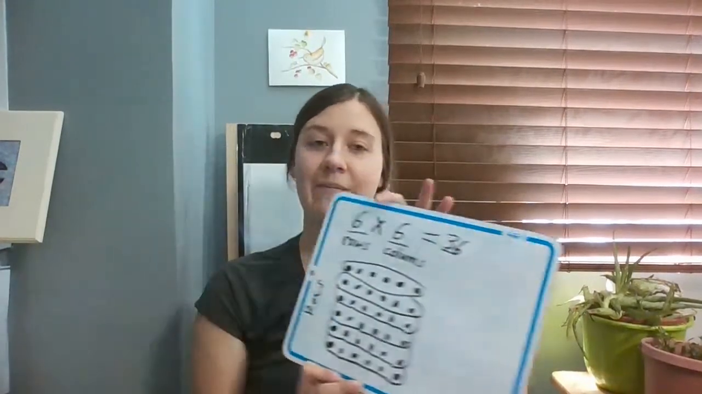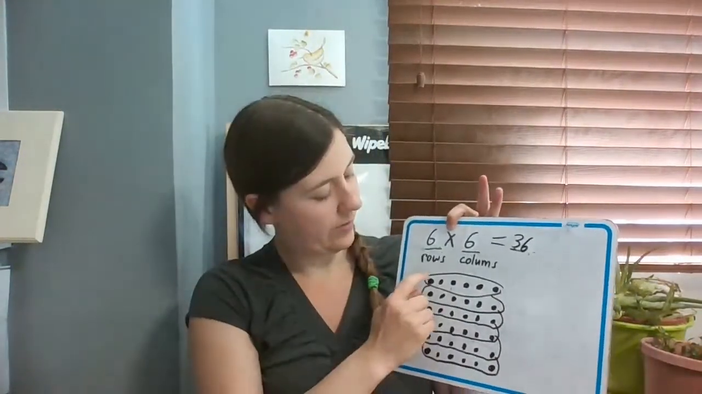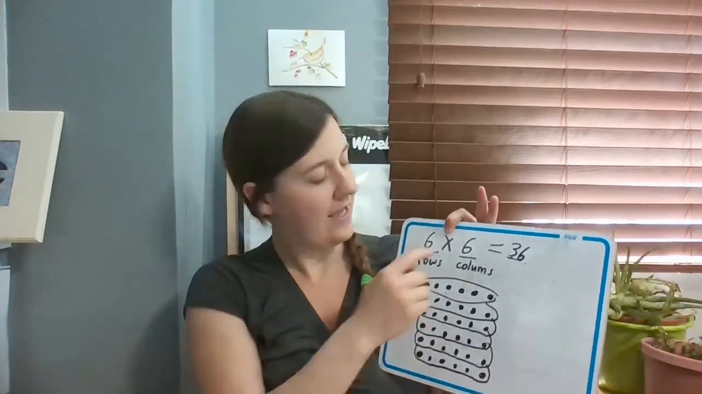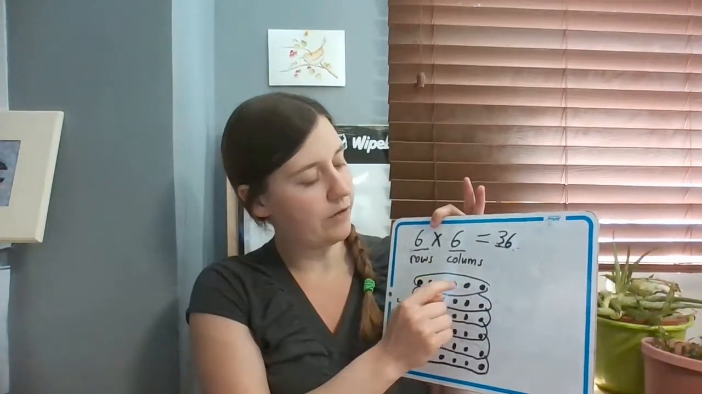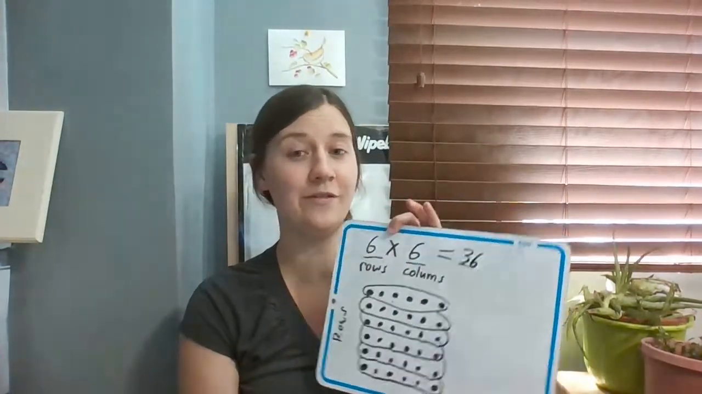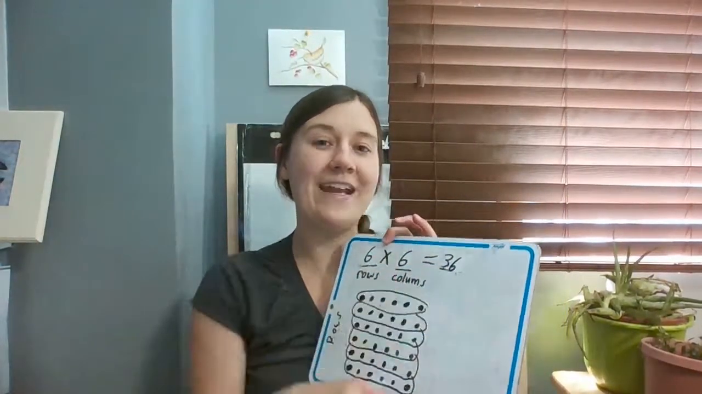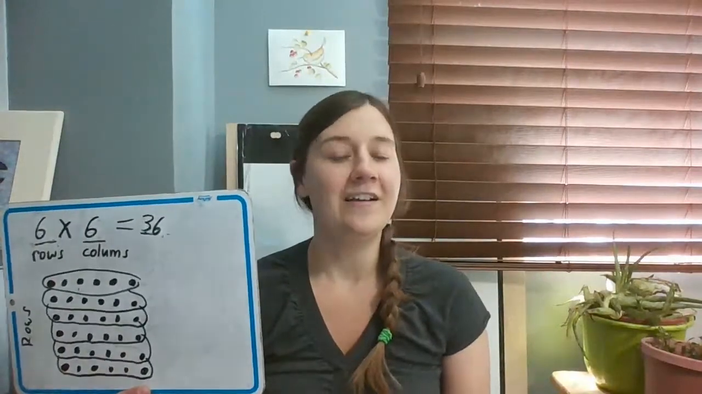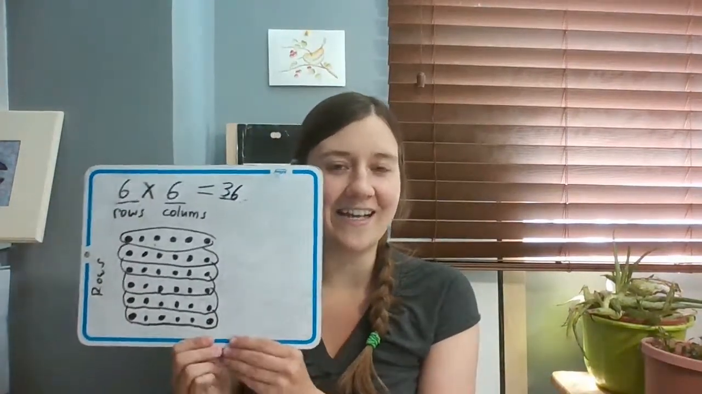Okay? Remember, rows, 1, 2, 3, 4, 5, 6, and columns, 1, 2, 3, 4, 5, 6. As long as you make sure that you draw every dot you're supposed to, you'll always come out with the right answer.